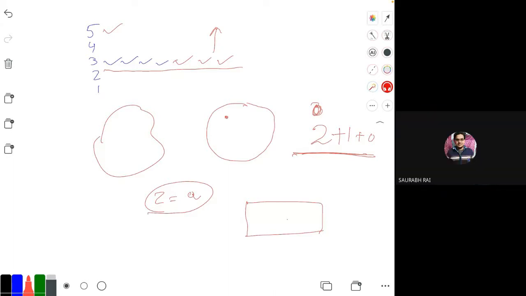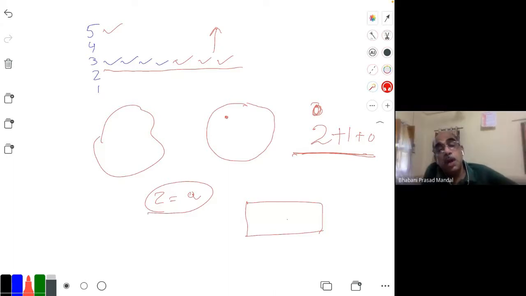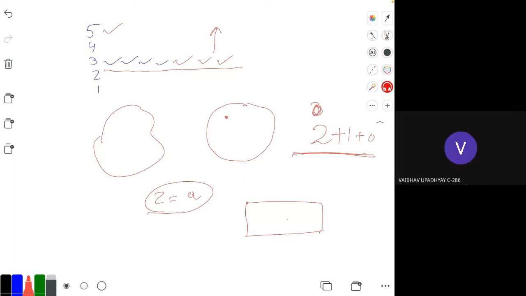Okay, I don't understand your argument, and I don't believe anybody in the class has understood your argument, including you. Whether you have understood your argument or not, think of it. Now I'll listen to the answer 5. Vaibhav Upadhyay, you said 5. Can you tell me why it is 5? Yes, sir.